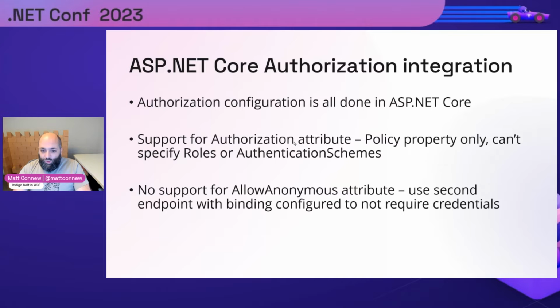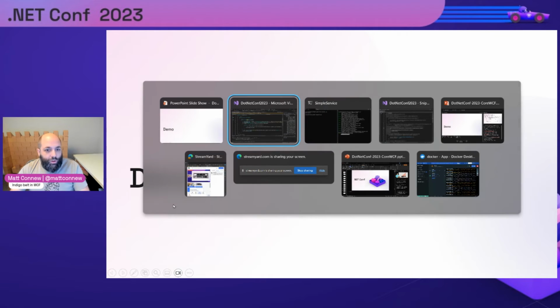The way you would achieve that with CoreWCF is you'd add a second endpoint onto your service using the anonymous client credential type, or client credential type of none. And then when a call comes into a method which is requiring authorization, then it will reject the call. But if it comes into a method which doesn't require authorization, then the call will go through. So let's see a demo of that.